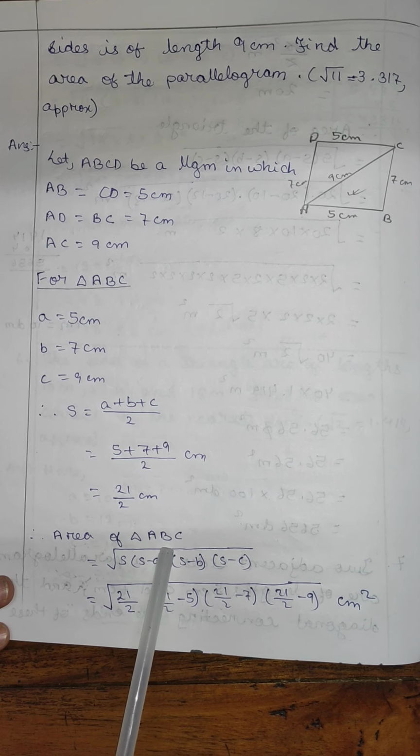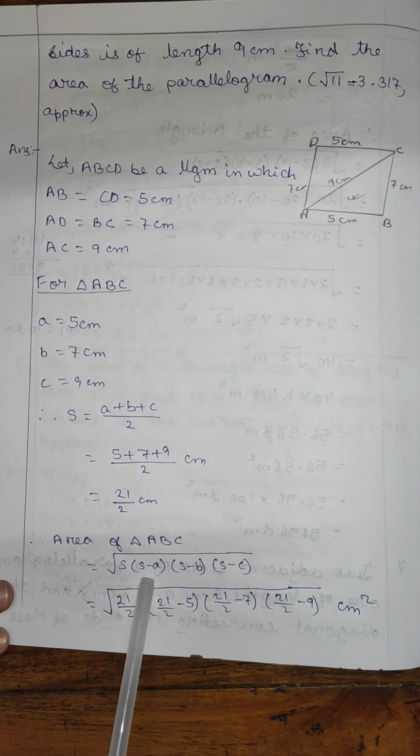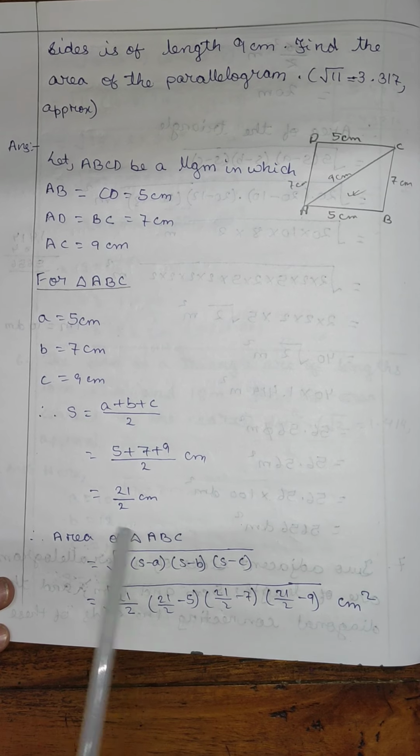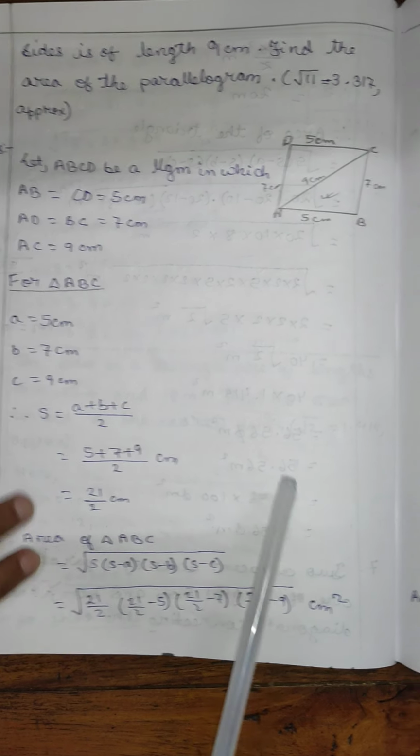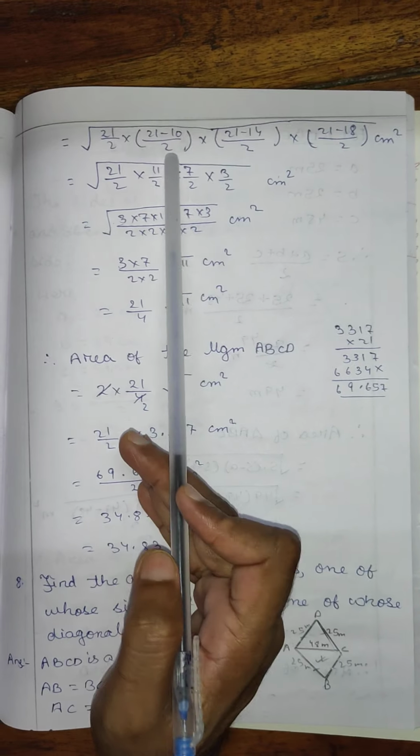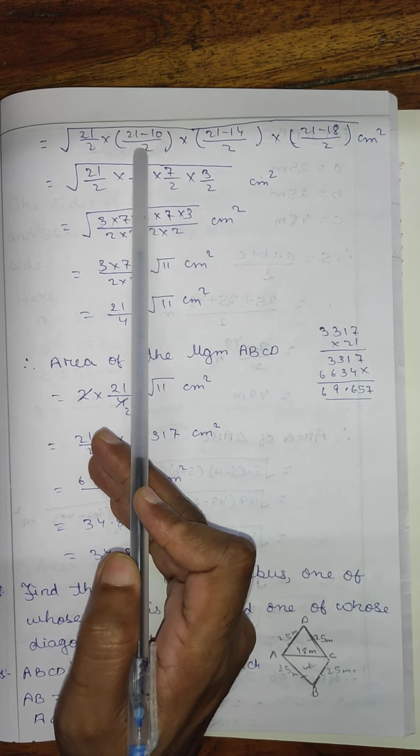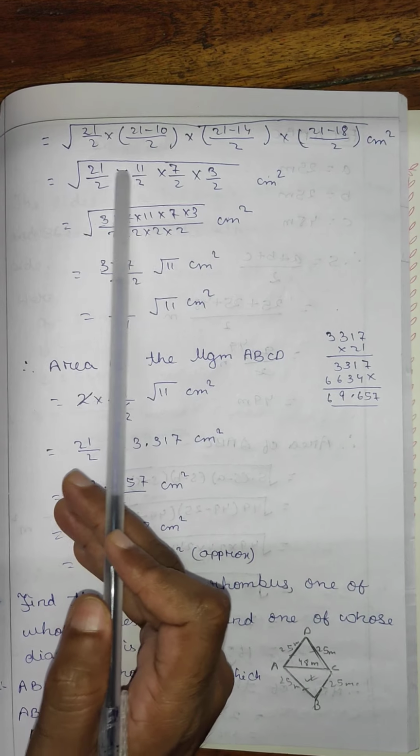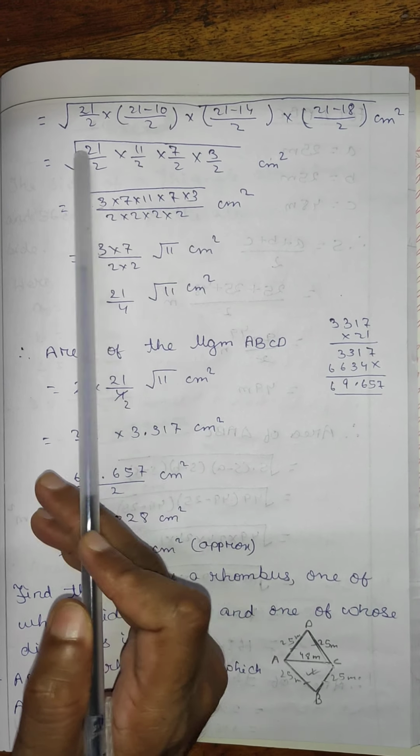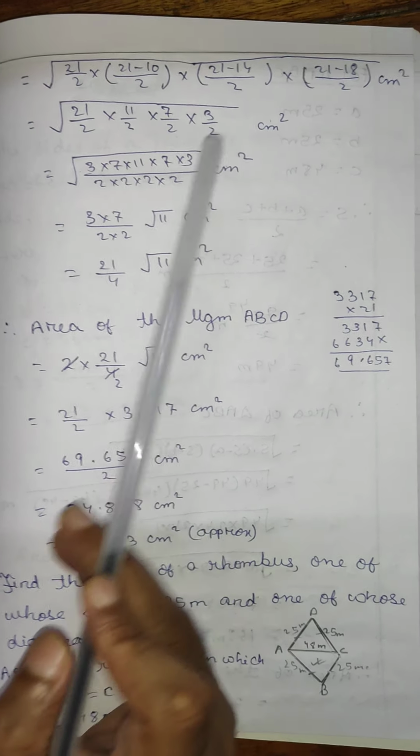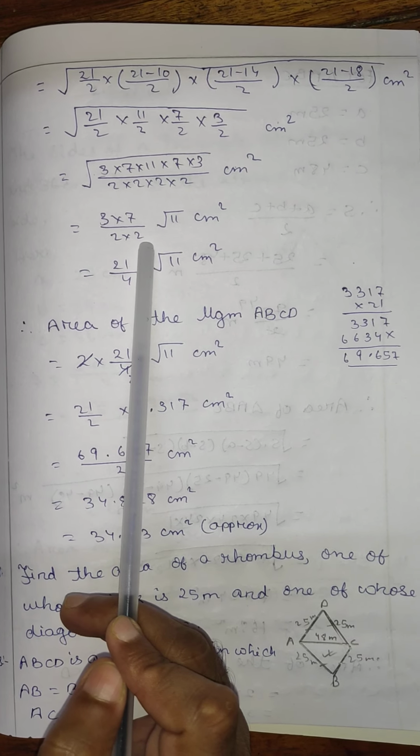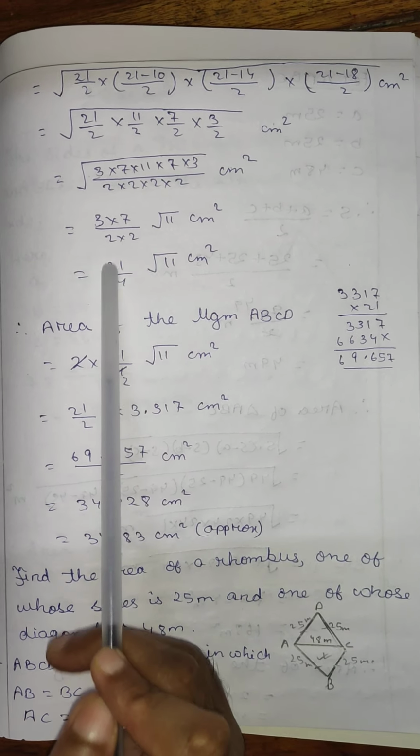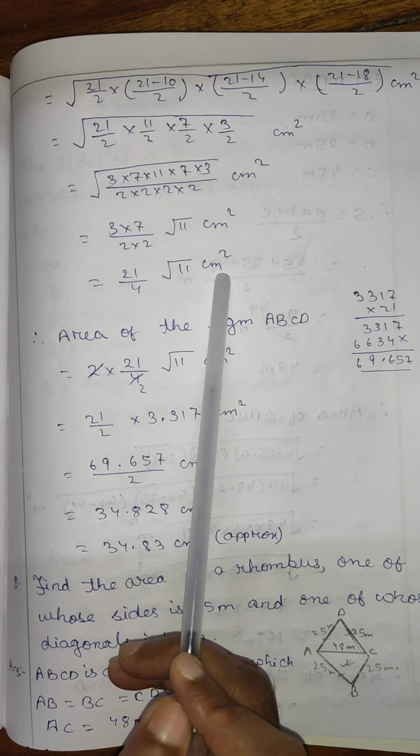Then area of triangle ABC, square root of s into (s minus a), (s minus b), (s minus c). Since it is not cancelling, you can keep the fraction only by putting all the values. Inside LCM also should be taken properly. So it is coming out like this. Then after subtraction, this came out. Then outside all the factors you can find out. Then inside double, outside single. So it is 3, 7, 2, 2 will be out and root 11 left over. So 21 by 4 square root of 11 centimeter square.